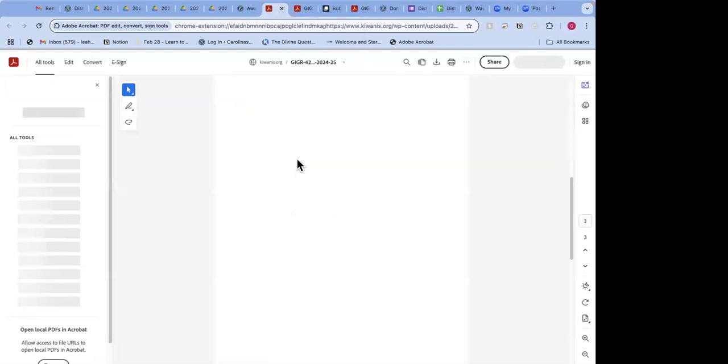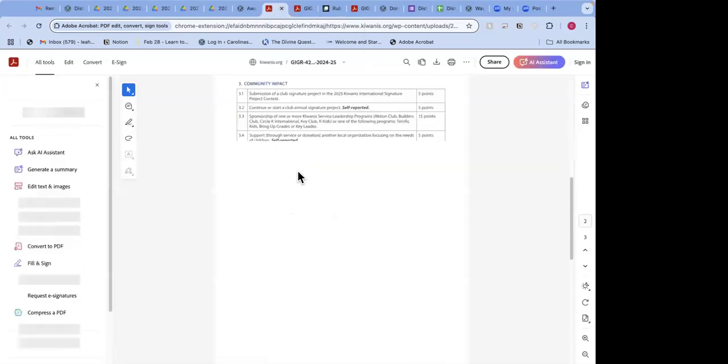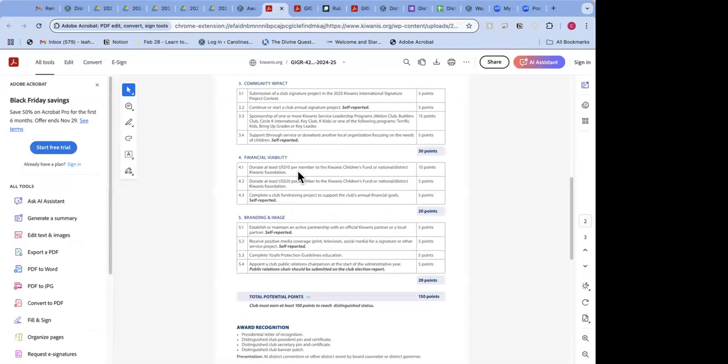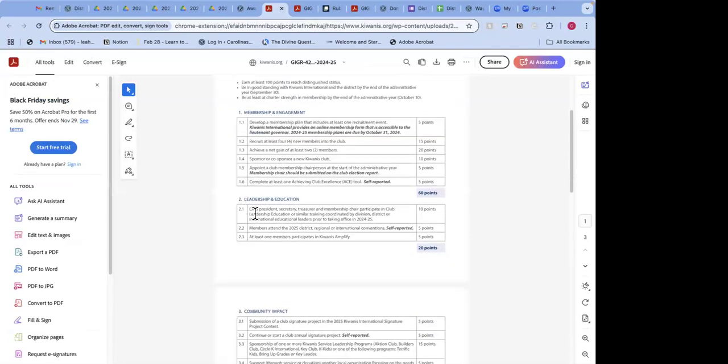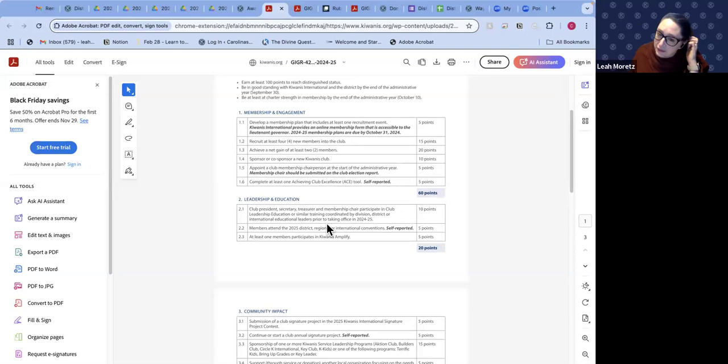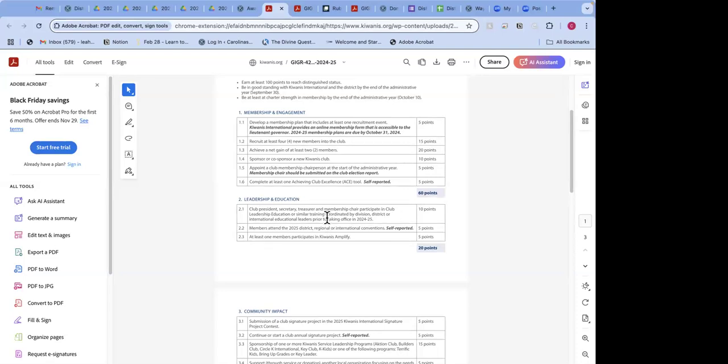Can I ask a quick question? Yes. On 2.1, each of those 4 people have to participate in order to get the 10 points. Say the club president does that without the other 3, you don't get the 10 points, right? Yeah, you will lose the 10. But Vicky, I'm going to be lenient on this.